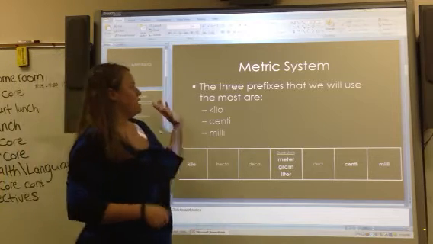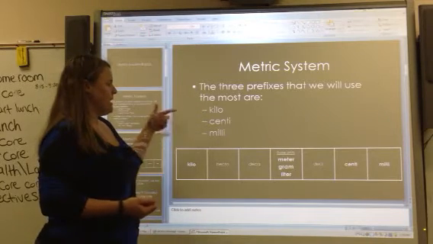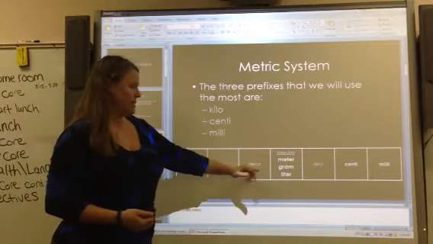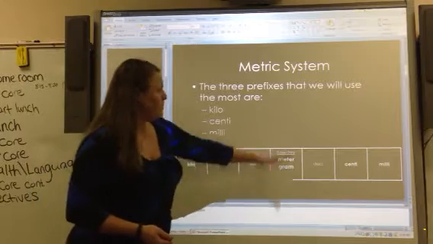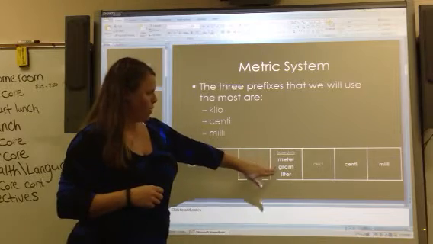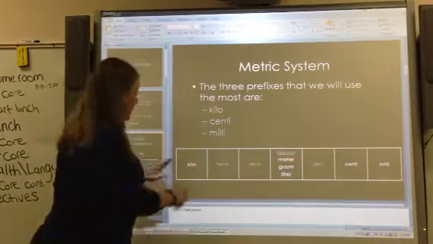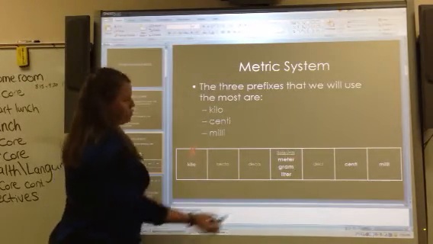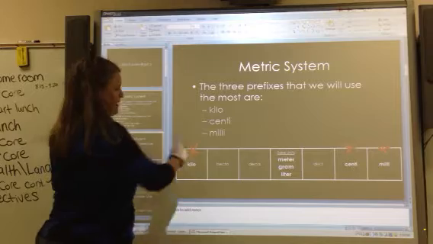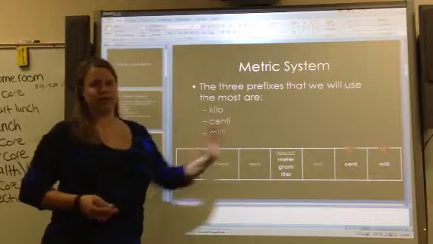The metric system has three prefixes that we will use the most: kilo, centi, and milli. So kilo is located here, followed by hecto, deca with a C. The base units are the ones that we use for meter, gram, and liter, for length, mass, and volume. Then deci, centi, and milli. These are your key ones that we'll be using all the time, but you need to be responsible for knowing that the others are there. In one second, I'll show you an easy way to remember the order for these prefixes.